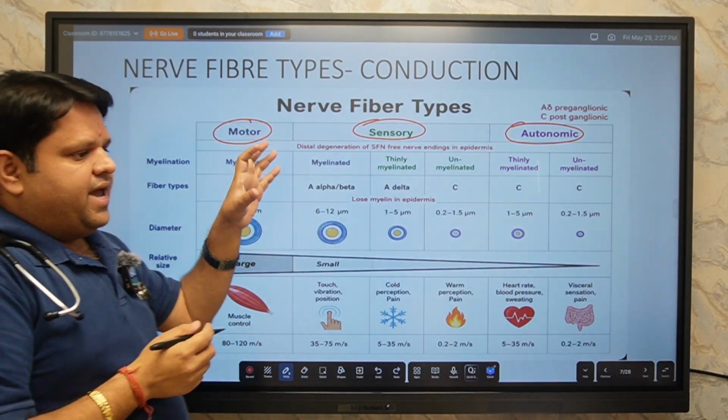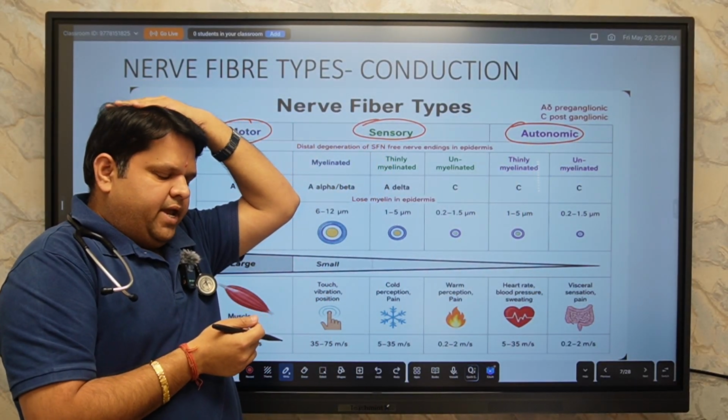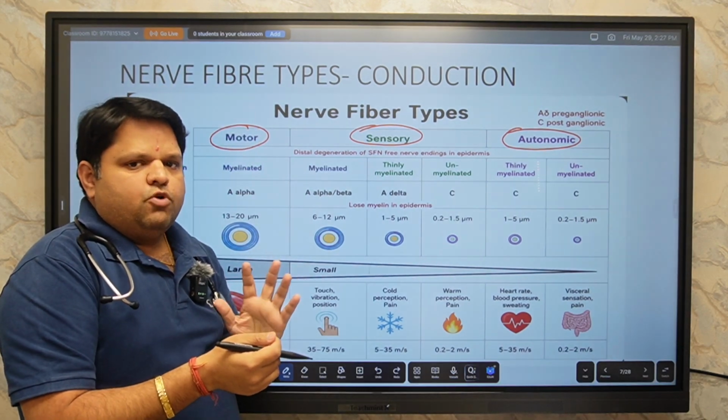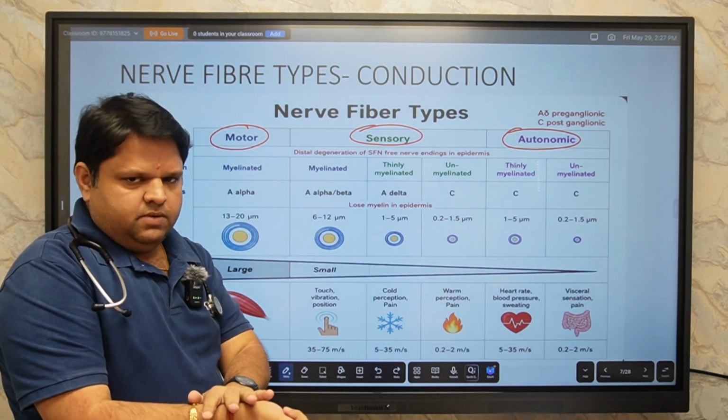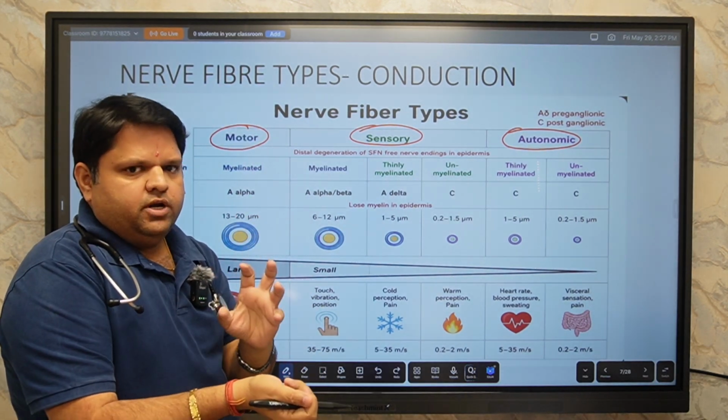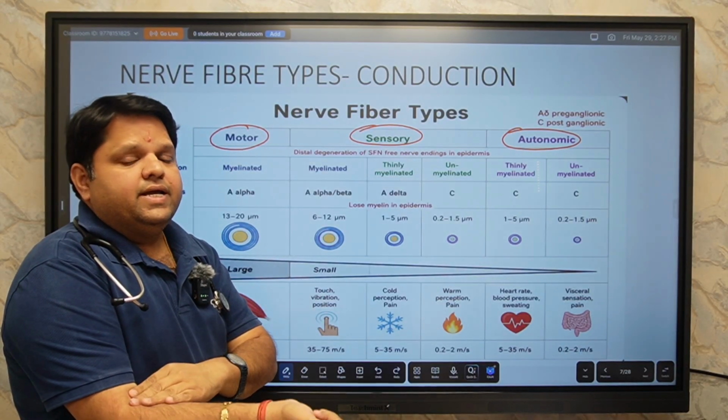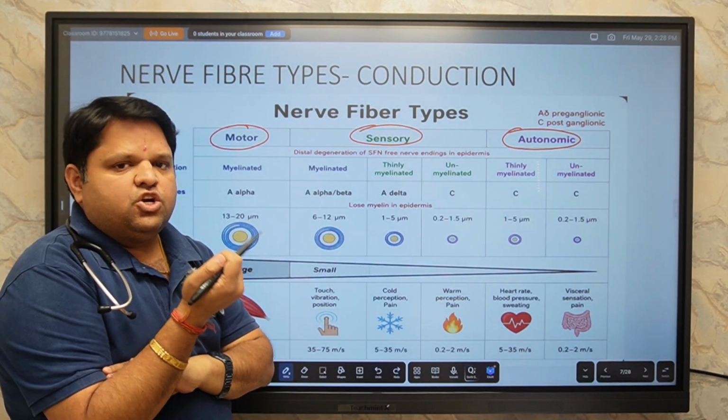For the motor nerve fiber, the signal goes from the brain to the spinal cord, and from the spinal cord through the nerve to the muscles. The work of the motor nerve fiber is to increase the muscle tone and produce action of the muscle.